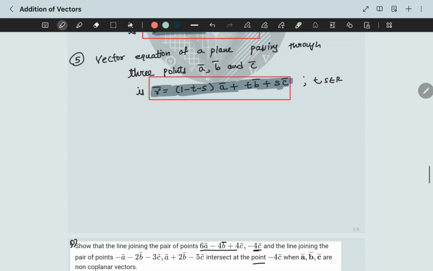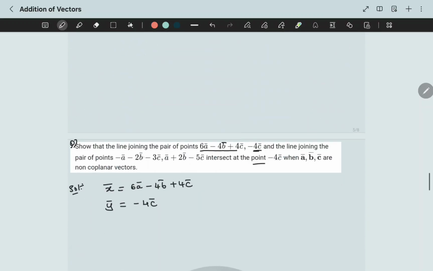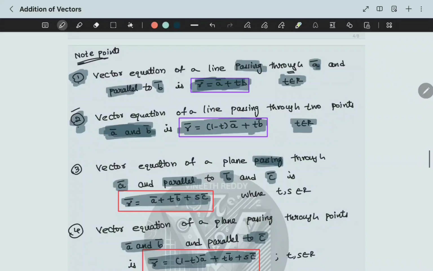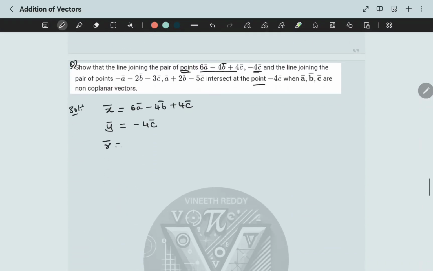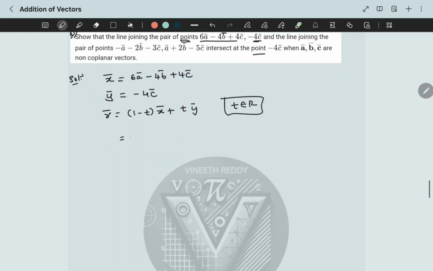So it is a line, right? So we need to use either the first point or the second point. Which shall we use? See, we need to find the line joining the pair of points. 2 points are given, so we will be using this equation, that is (1 minus T) times A plus TB. So here R bar will be (1 minus T) times X bar plus T times Y bar, where T belongs to R. R means real numbers. T can take any real number. So that it is (1 minus T) times X bar. What is X bar? 6A bar minus 4B bar plus 4C bar, and Y bar is minus 4C bar.